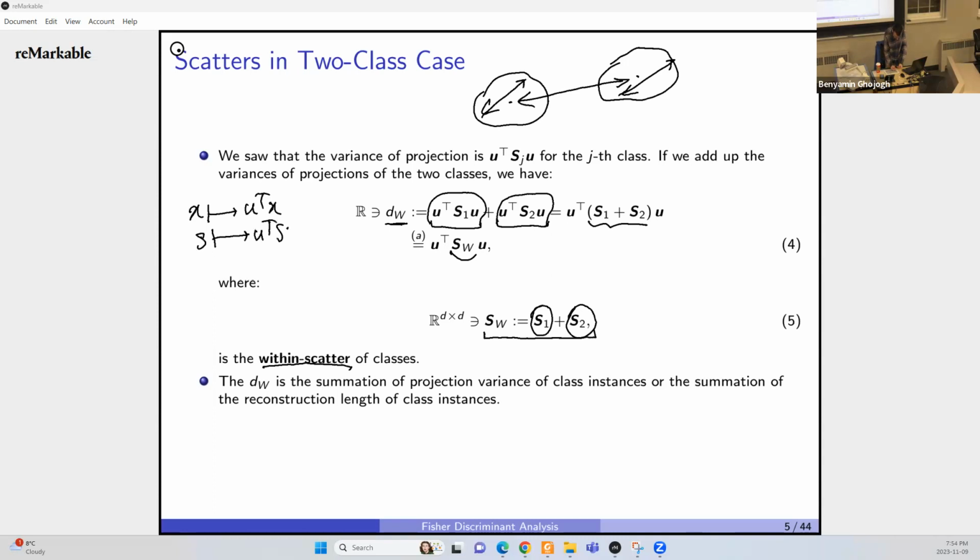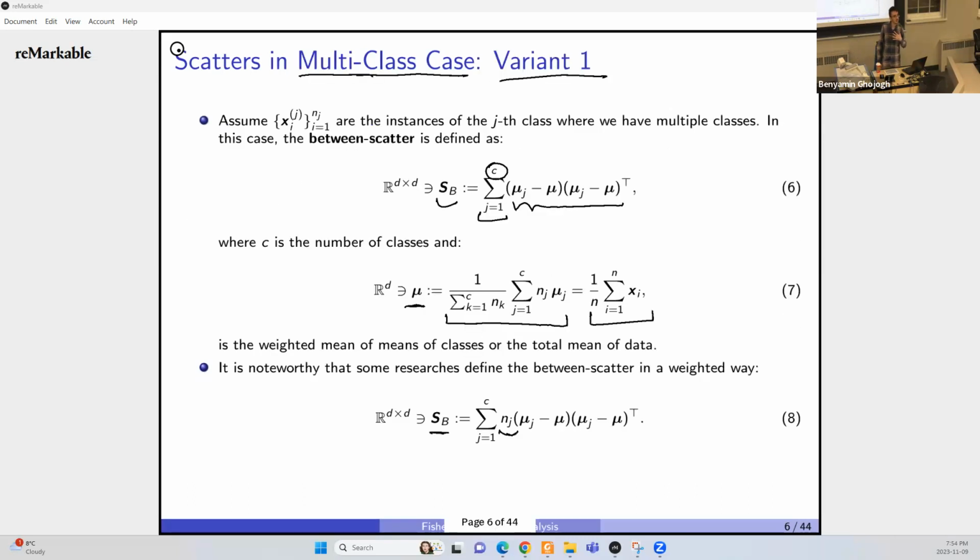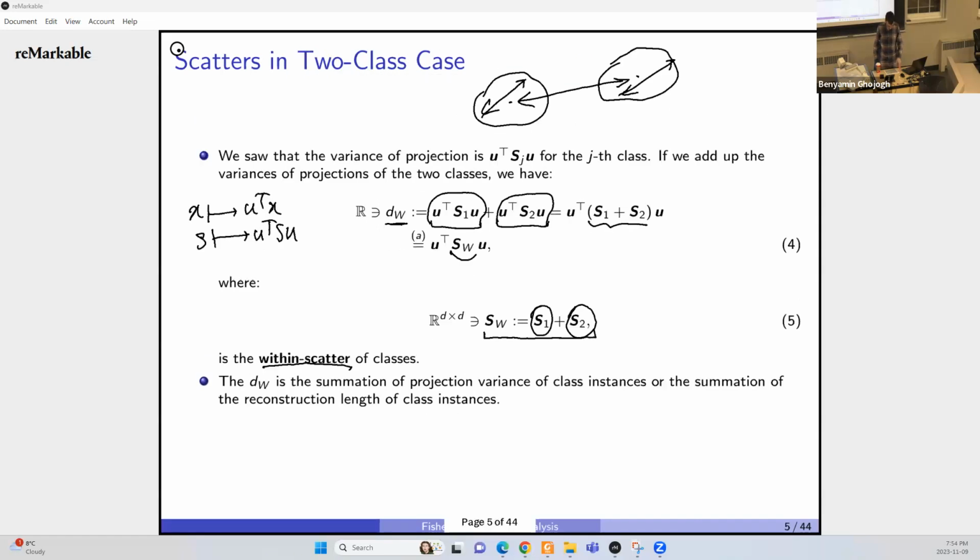Comes U transpose SU, because the covariance matrix is quadratic. Now SB becomes U transpose SBU, and SW becomes U transpose SWU after projection. So far clear? Please, I beg you, please interrupt me if you didn't understand any part. Okay? So now, do you remember what was SB when we had two classes?